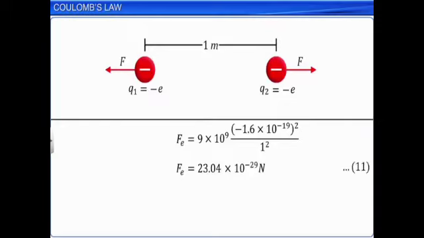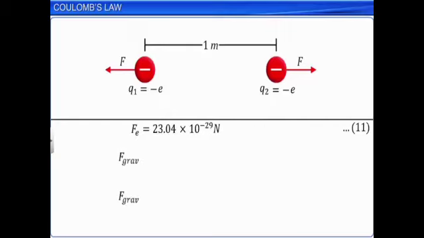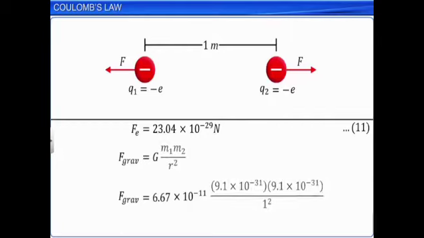Let us now compare the electrostatic force between these electrons with the gravitational force between them. The gravitational force F between the electrons is G into M1 M2 by R square, where M1 and M2 are the masses of the electrons, which are equal to 9.1 into 10 power minus 31 kilogram each. Substituting the values of the various parameters, we have the gravitational force between them is equal to 552.34 into 10 power minus 73 Newton. Let this be equation 12.